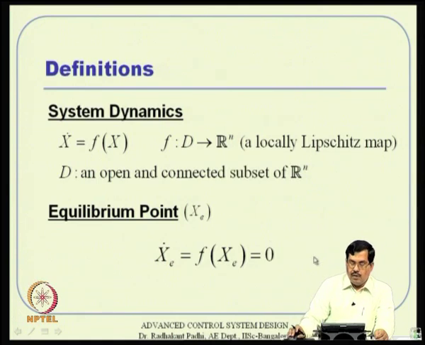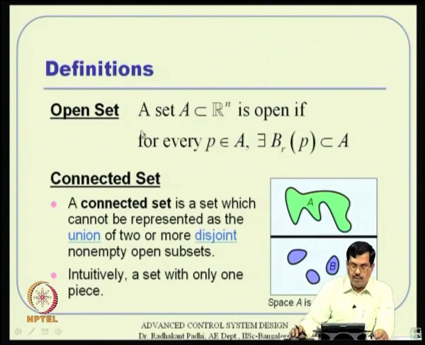Okay. So, before we move on, what is an open and connected set? These are the definitions. A set A, which is a subset of R n, is open if for every p that belongs to A, there exists a ball of radius r centered at p, which is also a subset of A. Okay. That means, in simplistic language, the boundaries are not included. As long as you do not include the boundaries, there will always be some neighborhood on both sides which will belong to that set. Okay. So, that is what open set means.